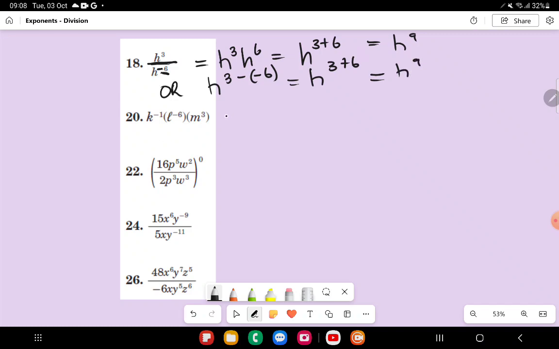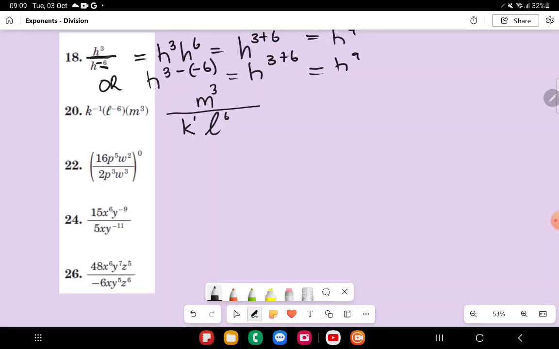All right, let's do question 20. We have k^(minus 1), so I'm going to write a fraction. k to the power of 1 goes in the denominator. l^(minus 6), l^6 is a denominator, and m^3 as a numerator. Next one, I have a whole fraction to the power of 0. This 0 tells me that everything over here is equal to 1. So this whole thing is equal to 1. Any bracket to the power of 0 is equal to 1. It doesn't matter what's inside.